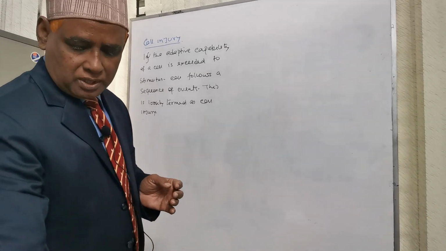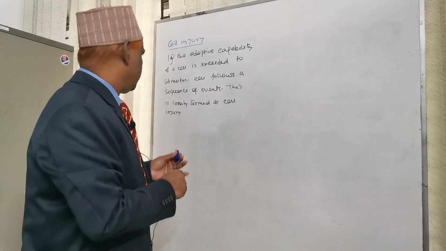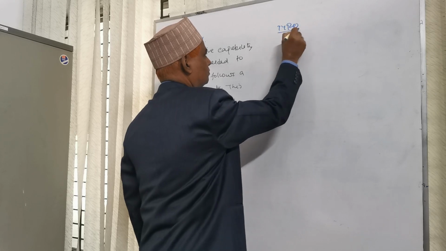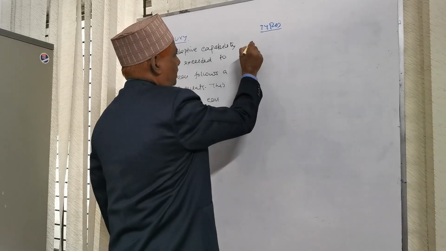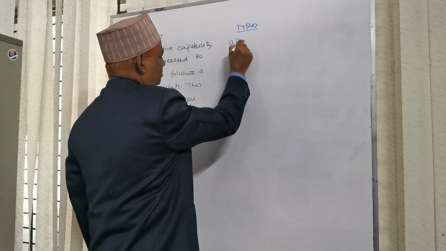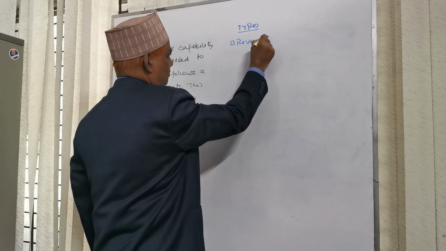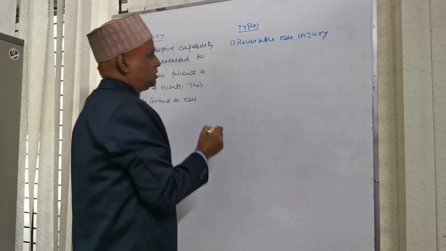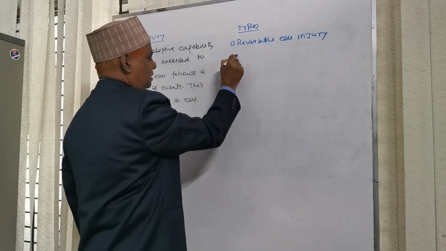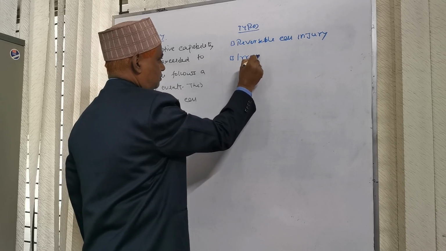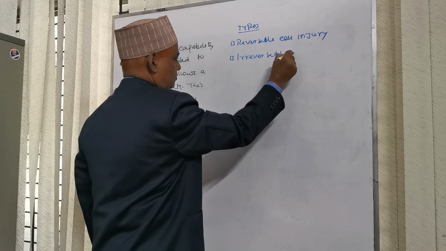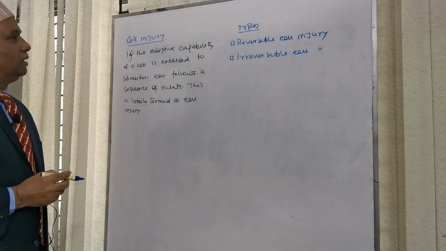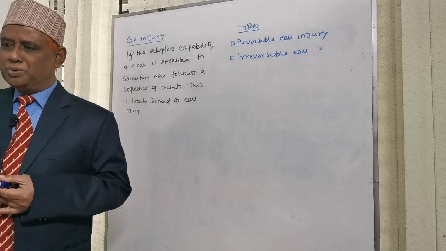Now come to the types of cell injury. One is reversible cell injury, another is irreversible cell injury.